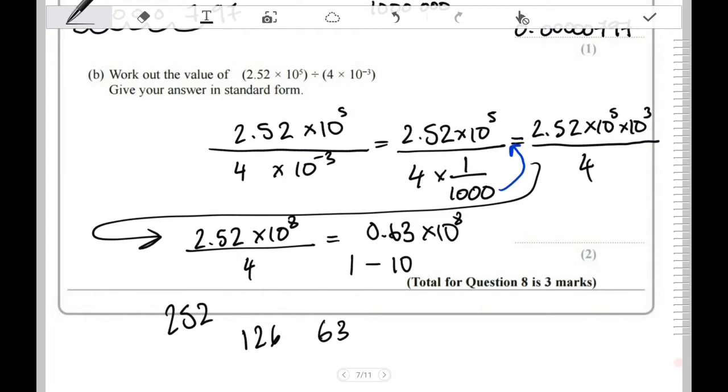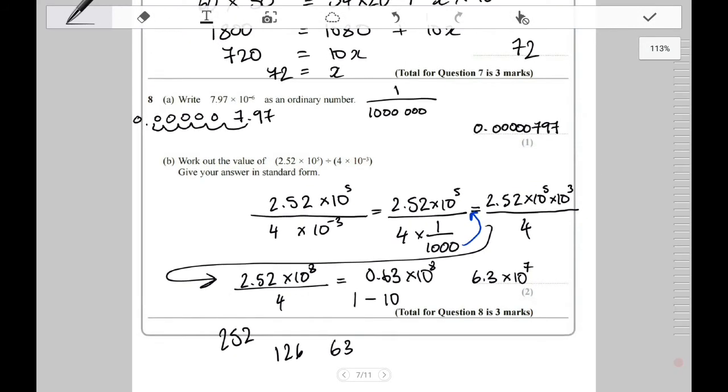Let's say 9.99999. So we have to borrow a 10 from here, or take a 10 and give it to the 0.63. So it becomes 6.3. And now because we took a 10 from 10 to the 8, it becomes 10 to the 7.